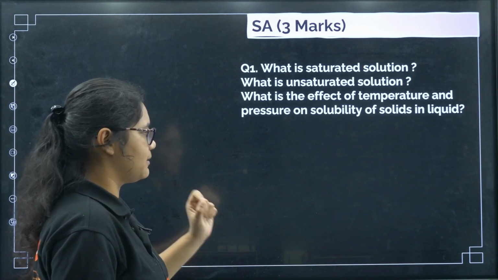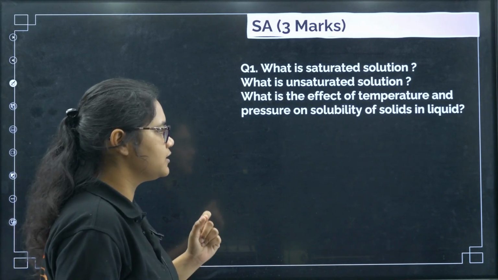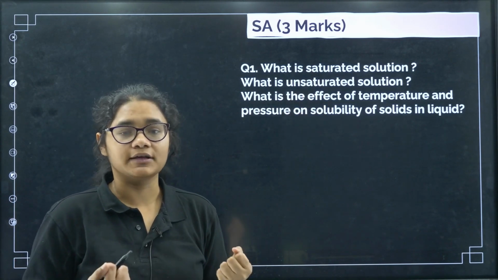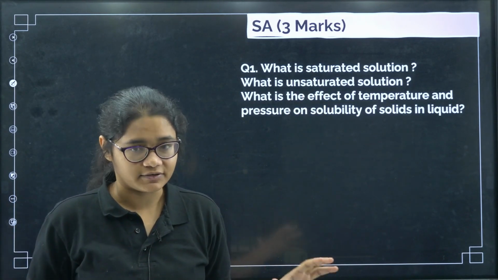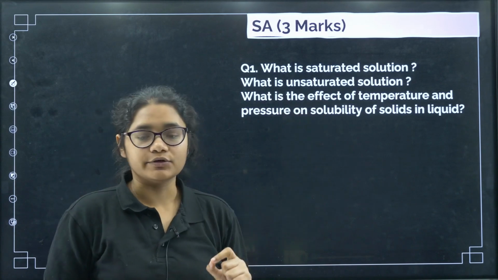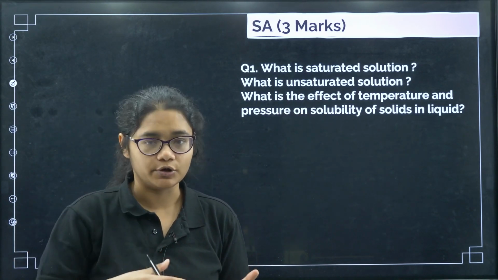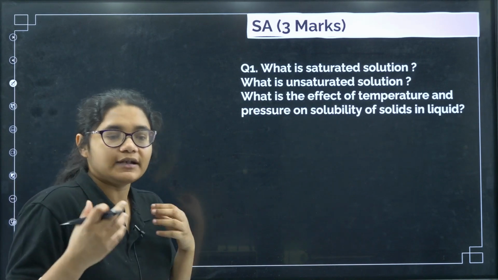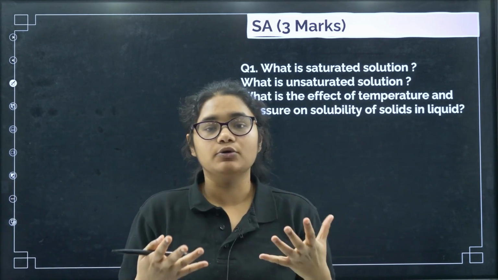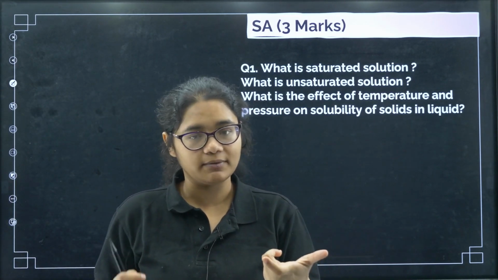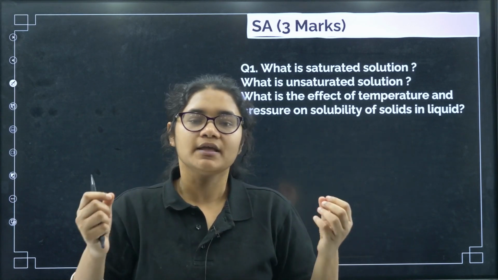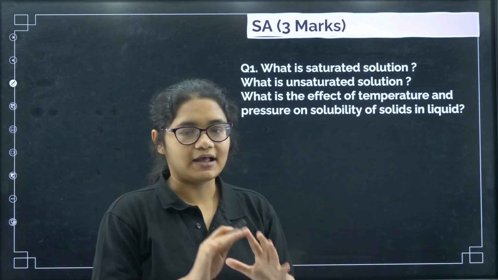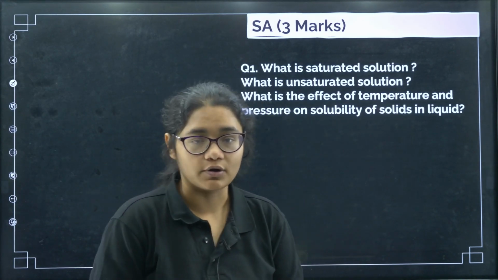What is the effect of temperature and pressure on the solubility of solids in a liquid? Saturated solution means the solution where you cannot dissolve any further solute, and unsaturated solution means where you can dissolve further solute in the solvent. Next, effect of temperature and pressure. It depends on whether the dissolution process is endothermic or exothermic. If it is endothermic, more temperature, more solubility. If it is exothermic, lower temperature, more solubility. And pressure has no effect on the solubility of a solid in a liquid.